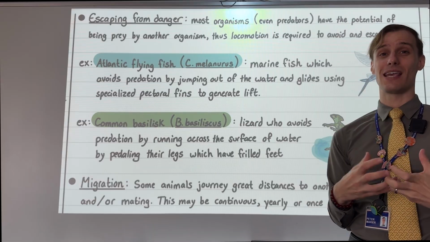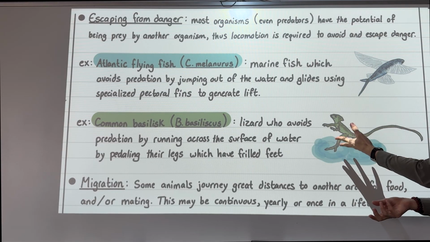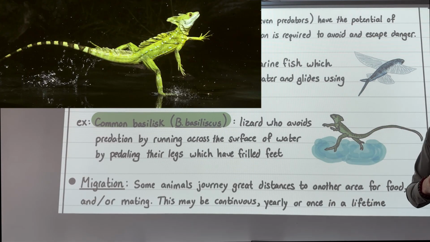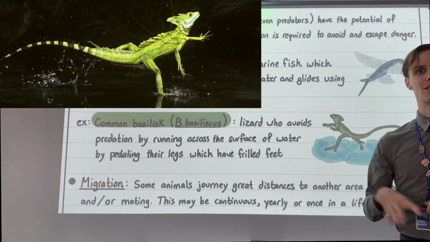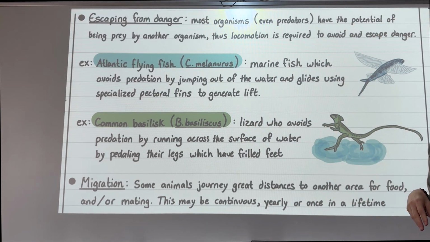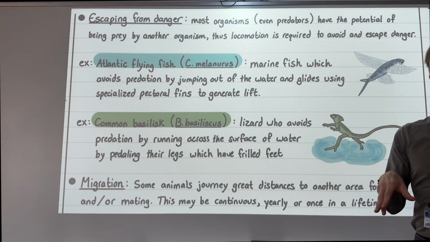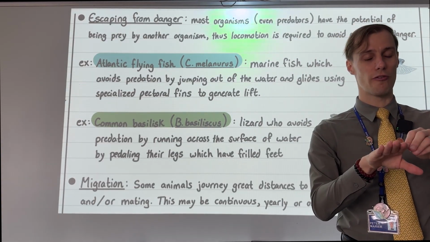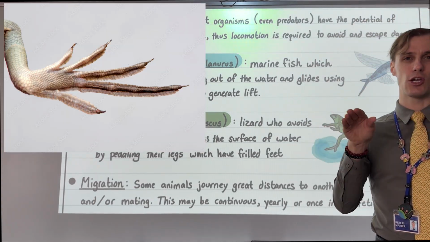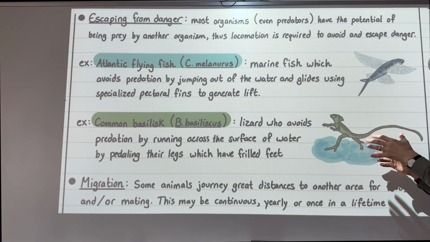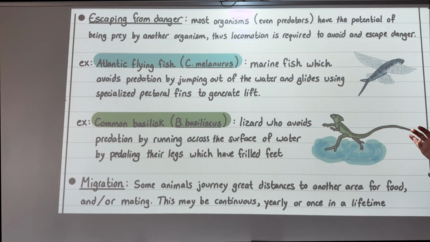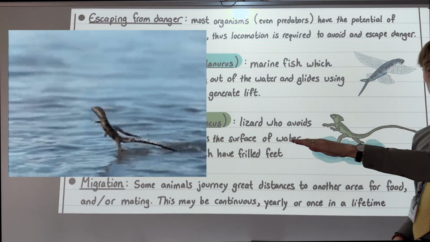Now, an amazing example of escaping danger has to be the common basilisk, and its ability to run across the water. That's why it's sometimes referred to as the Jesus Christ lizard. And so this is kind of amazing. If you look at their feet, they are frilled and they can actually increase the surface area. Let's say a snake or another predator is coming nearby and going to try to attack this lizard. They can actually escape by running across the water.